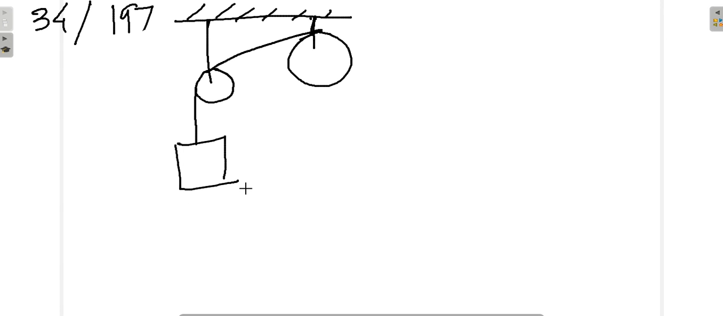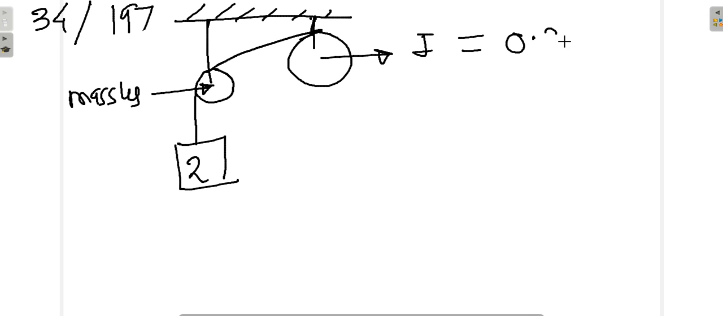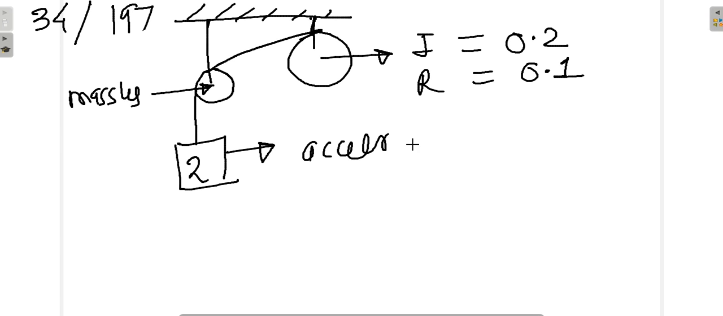And a mass of 2 kg is hung. This pulley is massless, whereas this pulley has a moment of inertia of 0.2 in SI units and its radius is 0.1. We are supposed to find the acceleration of this block. So I hope we have understood the problem here.